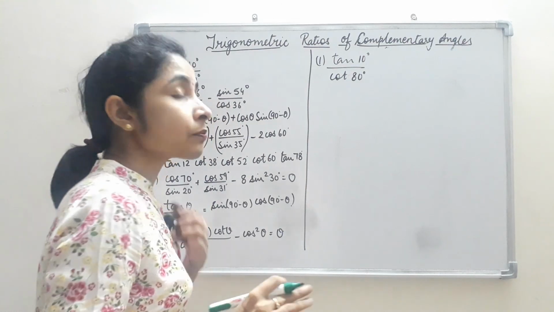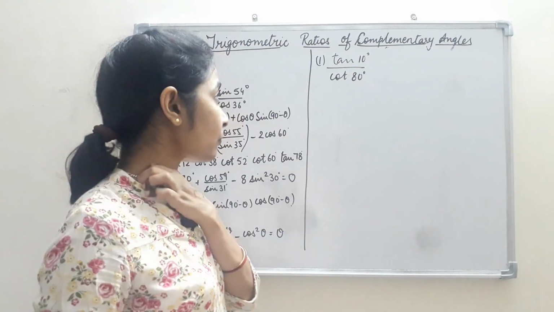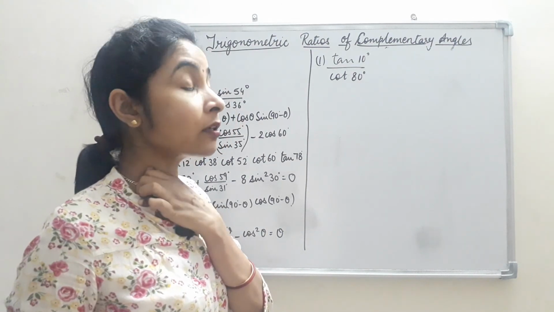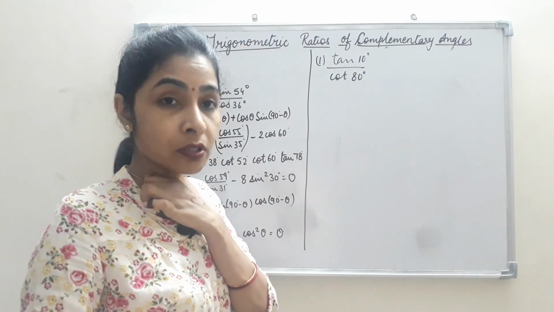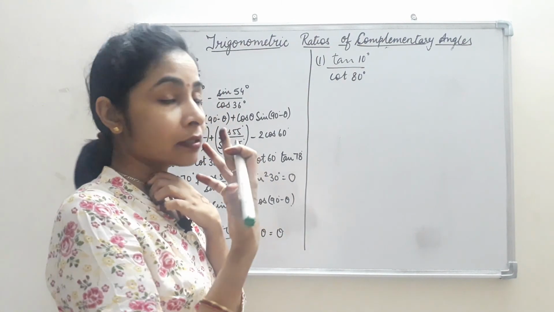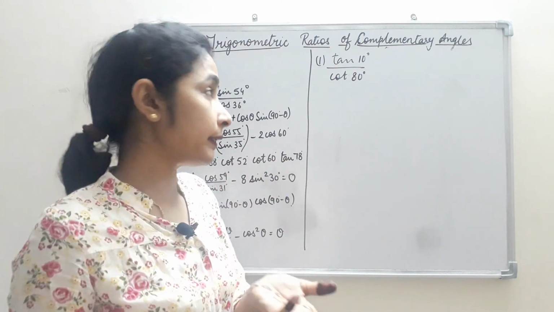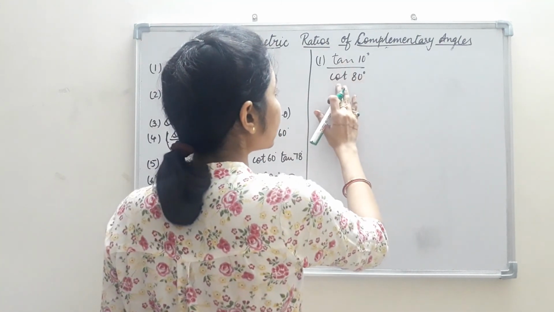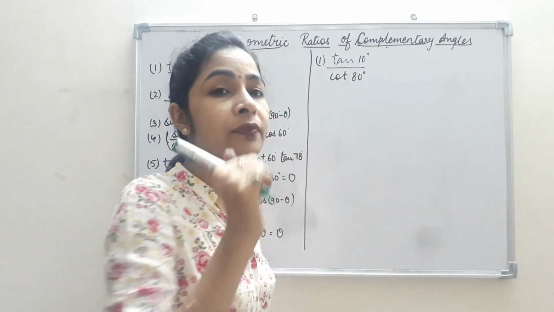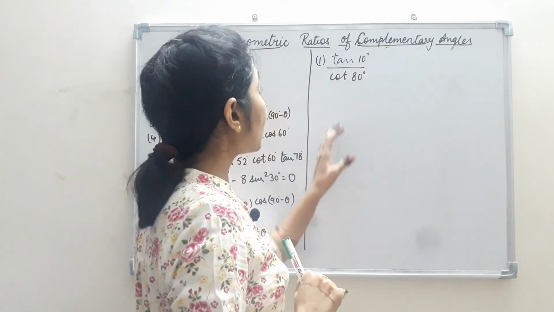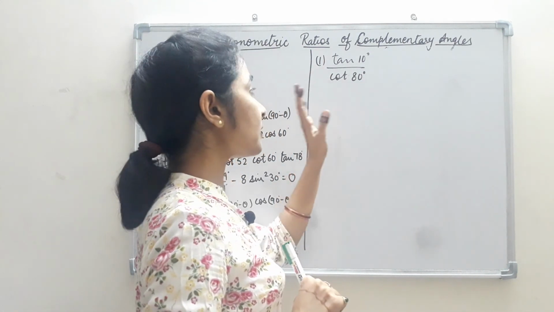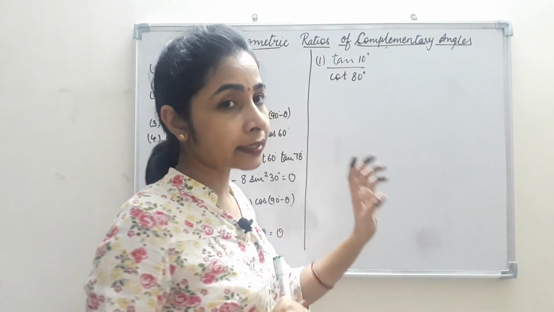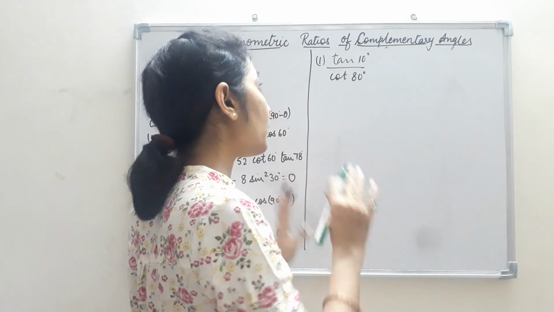Now, how are we supposed to evaluate without using any trigonometric ratios, trigonometric values or identities? Here we are given tan 10 degree and cot 80 degree. Any one we can change into the other. If I want to change tan, I will change tan. If I need to change cot, I can change cot also. I'll do it by both the methods.